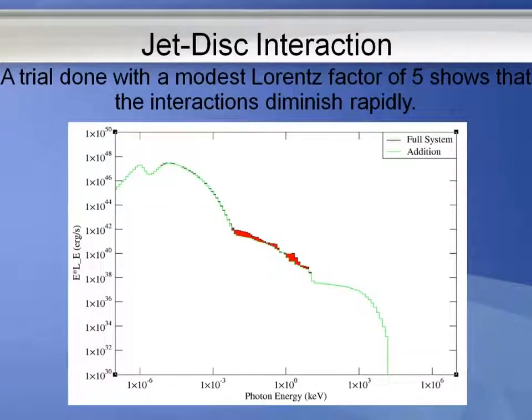Now, if we take the same exact trial and just turn the jets up to about a Lorentz factor of 5, which is a fairly modest Lorentz factor for the situations we're considering, you can see the interactions quickly diminish. And as I had just shown you in the previous map, we were talking about Lorentz factors up to 14 or so. For that reason, we've said that it is reasonable to separate these systems. That is, it is reasonable to have a smaller disk model and then a larger jet model, and not have them interact with each other at all.